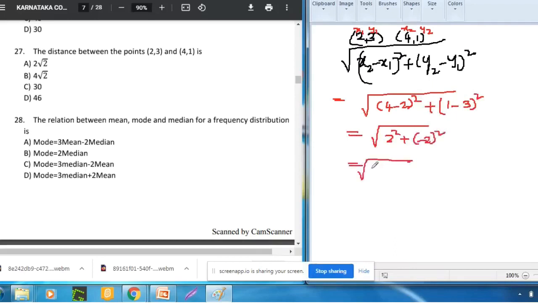We all know that 2 square value is 4 and minus 2 square will also be plus 4. So 4 plus 4 is 8. 8 can be written as 4 times 2. 4 2s are 8, right? What is the square root of 4? Square root of 4 is 2. So 2 root 2 is the correct option. A is the answer.